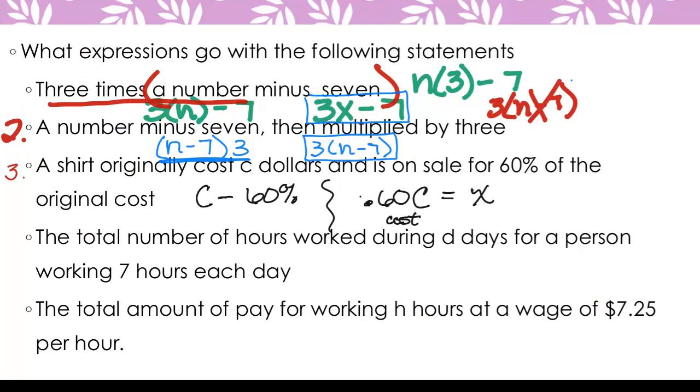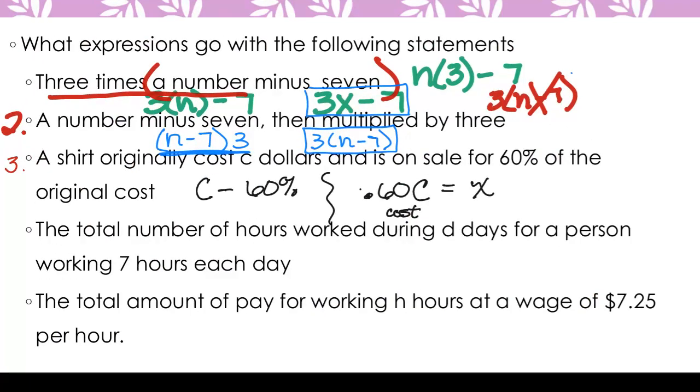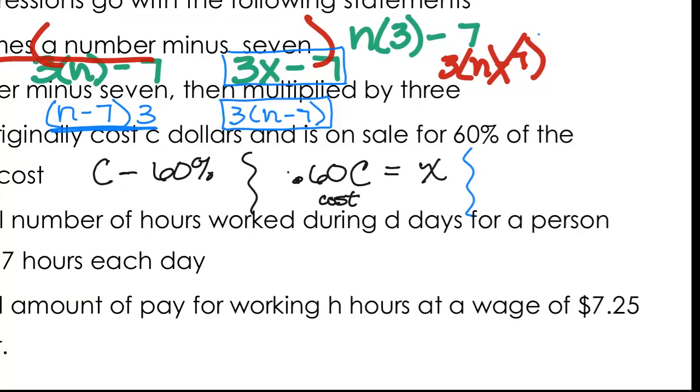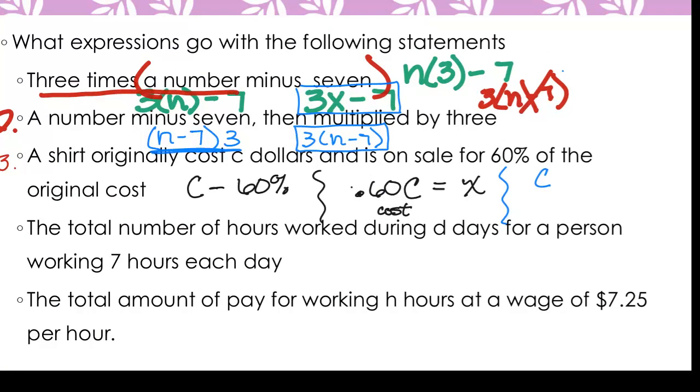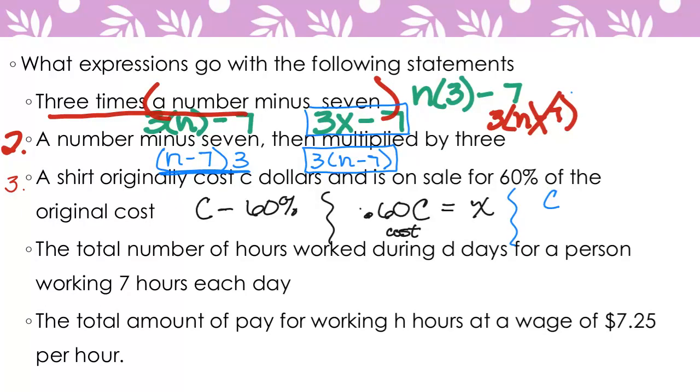What's the original cost of the shirt? C. Okay. So the original cost of the shirt is C. It is on sale for 60% of the original cost.